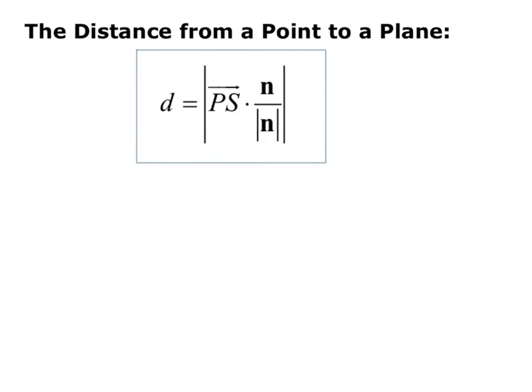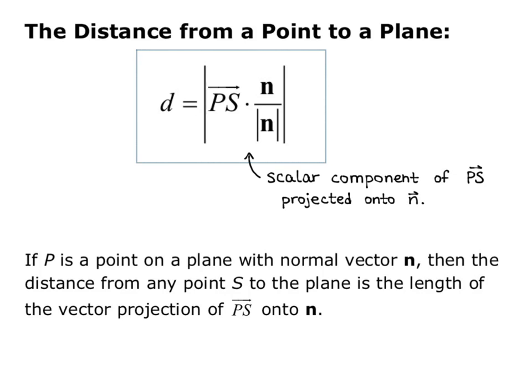Now notice that this is the scalar component of vector PS projected onto vector n. So if P is a point on a plane with normal vector n, then the distance from any point S to the plane is the length of the vector projection of vector PS onto n.